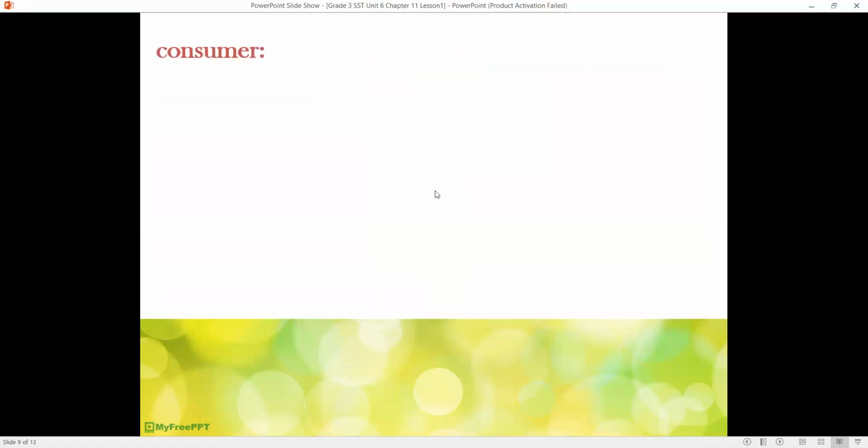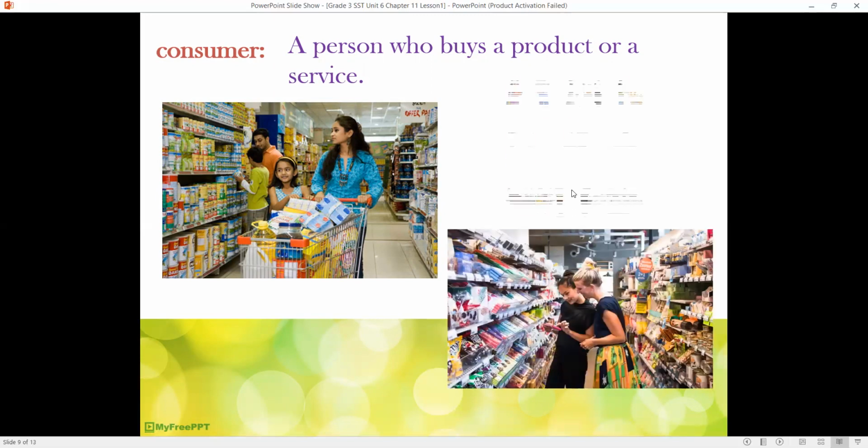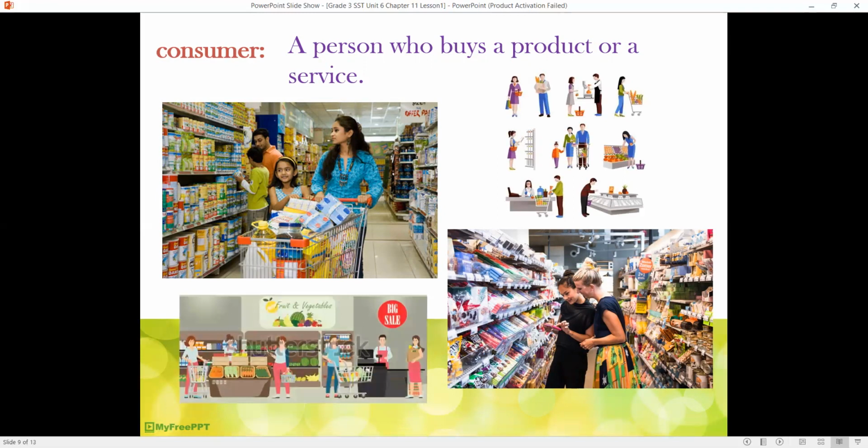Next word is consumer. What do you mean by the word consumer? A consumer is a person who buys a product or a service, that is you and me. Most of the time, the people around who go to the shops and buy the products or get a service done are known as consumers. Let us see this picture. You can see this picture of a person. They are the consumers. When you go to the supermarket, you keep buying things in your trolleys. Here you can see all these are consumers. So we people become the consumers because we buy the product, we consume it, we use these products.